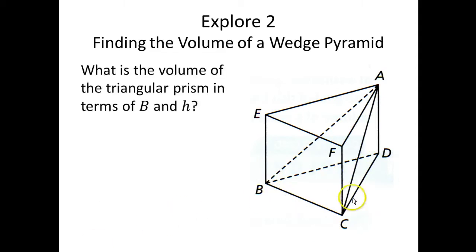Notice that by constructing this triangular prism in this way, it allows us to write the volume of this triangular prism in terms of the base of the wedge pyramid, B, and the height of the wedge pyramid, H. So the volume of this triangular prism that we created is just the area of the base of the original wedge pyramid times the height of the original wedge pyramid, H. So in the end, when we come up with our formula for this wedge pyramid, you should be convinced that it's going to be less than the volume of this triangular prism.